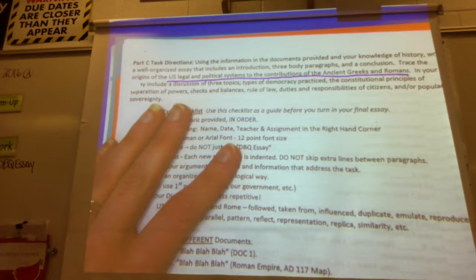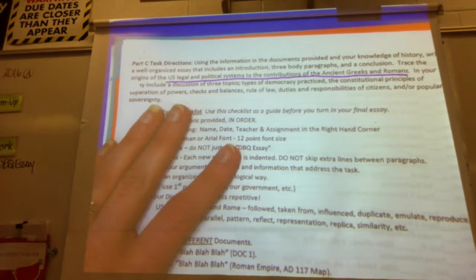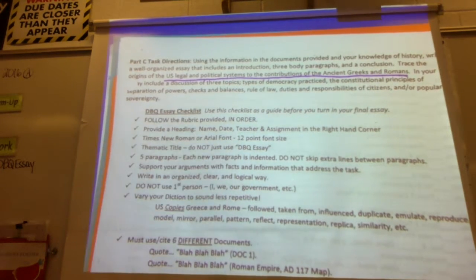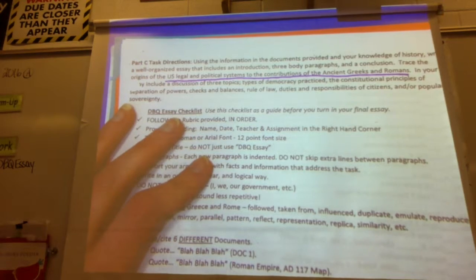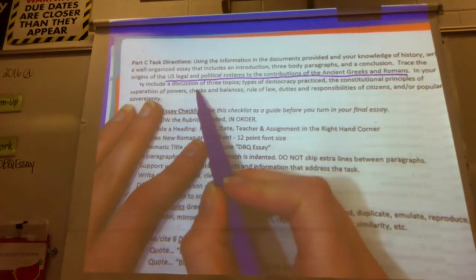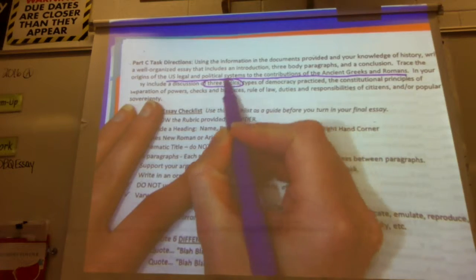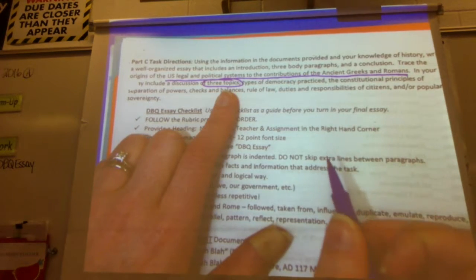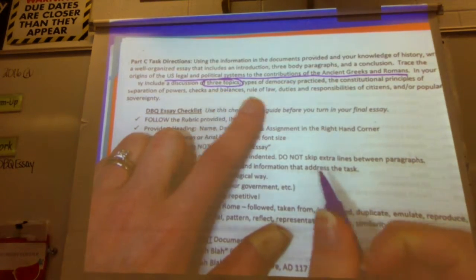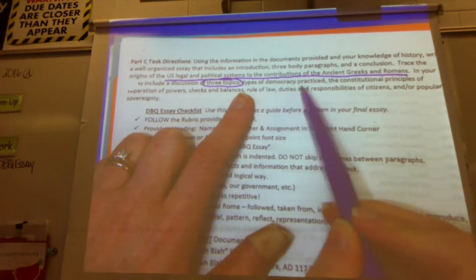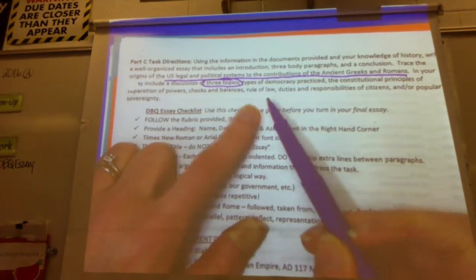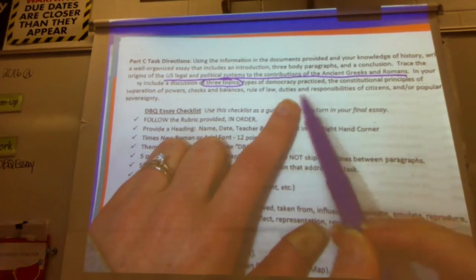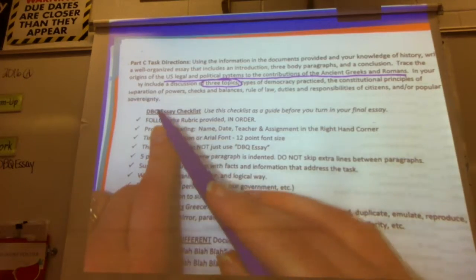And basically our thesis is that the United States copied their government from Greece and Rome. They took a little from Greece, they took a little from Rome, they shook it up a bit, and we got the United States government. So you're going to include a discussion of 3 topics. So you're going to pick 3. There were 6 altogether. So you're going to pick either types of democracy, separation of powers, checks and balances, rule of law, citizen duties, or popular sovereignty.